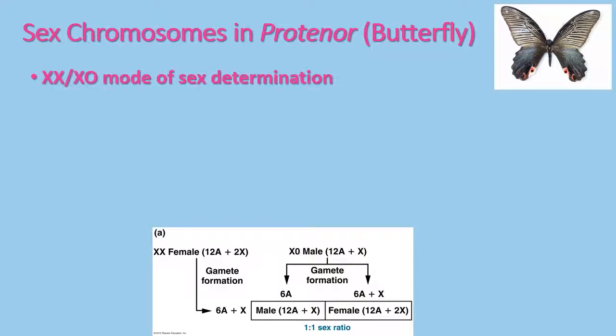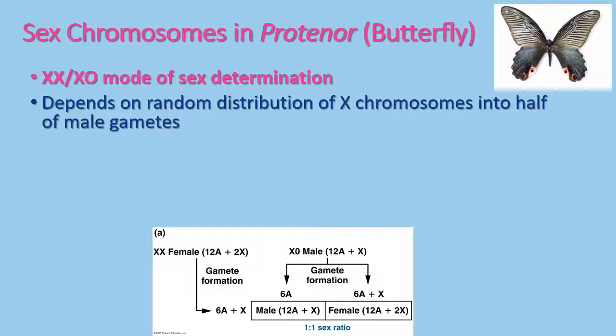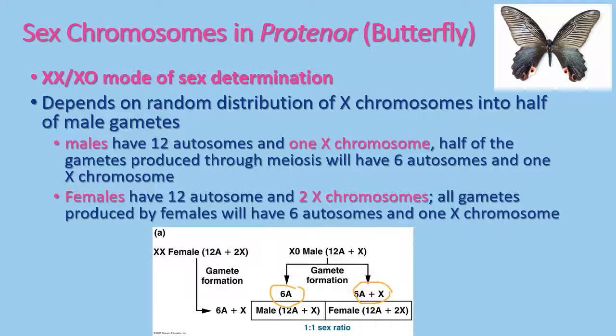Okay, in the butterfly, it's very similar to that. You have that same XX-XO mode of sex determination. In males, they have only 1 X chromosome, and so their gametes, you can see down here, will either just have 6 autosomes or 6 autosomes and 1 X chromosome. And females have their gametes will have 6 autosomes and always will have that X chromosome. So you get a 50-50 male to female progeny. Males will end up, their diploid cells will end up with 1 X chromosome, and female diploid cells will end up with 2 X chromosomes.